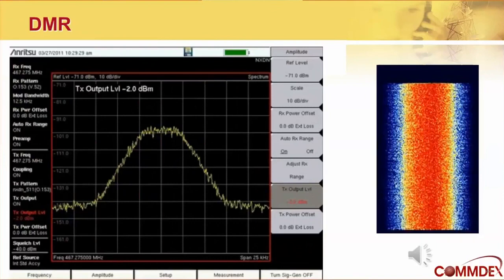DMR. This happens to be the single DMR signal, not the twin one. So this is the waterfall plot, and I'll try again with the audio.